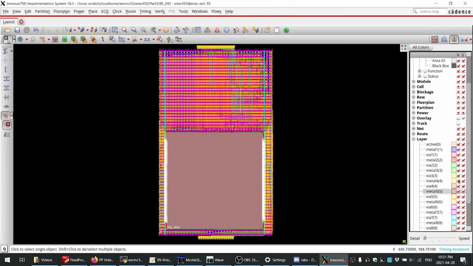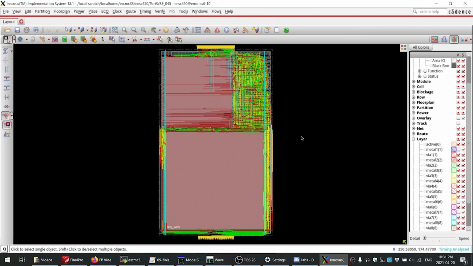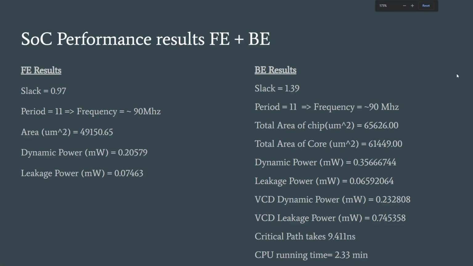And yeah, now let's look at it without the power stripes. So removing metal 6 and metal 7. This is basically our placed and routed core, and we feel that we achieved a pretty good density with our final design. So here you can just see our SoC performance results for the front end and back end, and feel free to pause if you'd like to take a look at the results here.